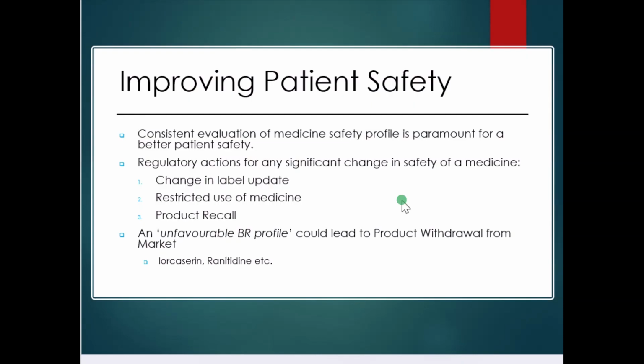Whenever there is a change in the safety profile of a medicinal product, various actions would be implemented to ensure patient safety. Some of the actions include label updates, restricting the product use to a limited population, recalling the product having safety or quality issues, etc. If a significant safety concern is identified causing the benefit-risk profile to become unfavorable, then a complete product withdrawal can be implemented for patient safety. Some of the products withdrawn recently from the market due to an unfavorable benefit-risk profile are lorcaserin, ranitidine, Falcadine, etc.